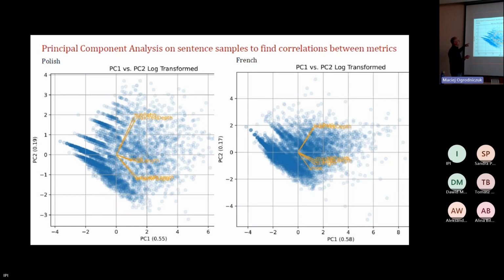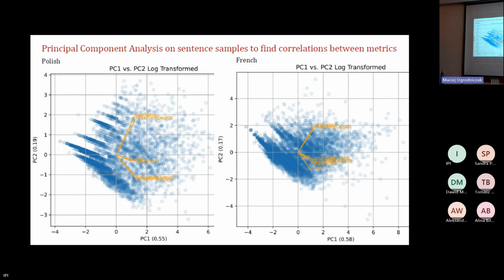So subordination ratio and max tree depth. And the length of these vectors means how varied they are. The shorter, the less varied, and the direction of those vectors shows what differences they show. You see that in French, these NP measures and these sentence length and MDD measures are somewhat closer than in Polish.